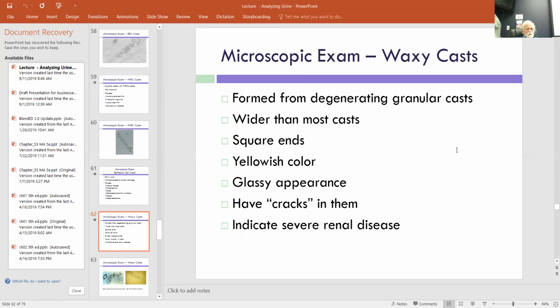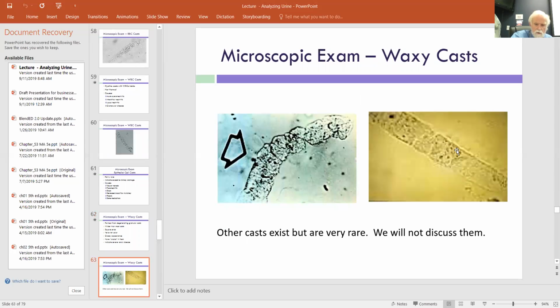They are a bit wider, square on the end, yellow color. That's the fat that's in there, the wax, and they may indicate a really advanced renal disease issue. Again, these are not something we want to see ever. So here's an idea of a waxy cast, and what they look like. Again, you can look at that. The one on the left there has what looks like cracks in it. So it has that sort of look to it.